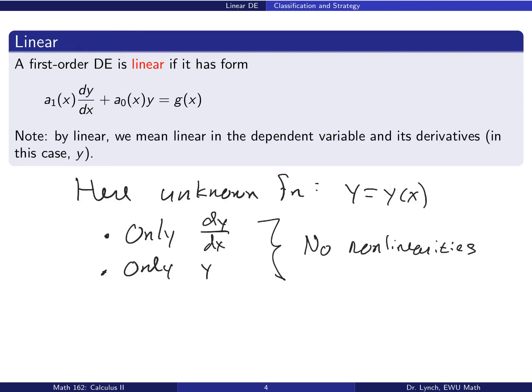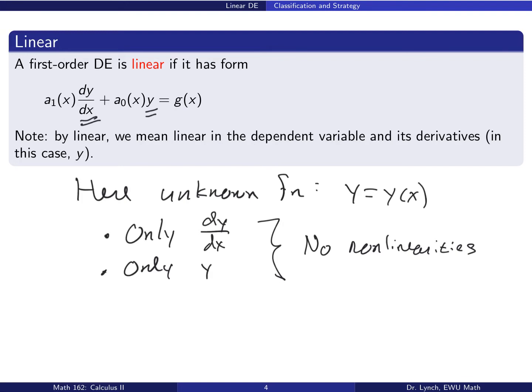So again, with the unknown function y as a function of x, linear means we only see dy/dx. We only see y. We don't see any non-linearities in dy/dx or y. Again, those functions a0, a1, and g can be whatever they want, as long as we only have dy/dx and y. That makes a differential equation linear.